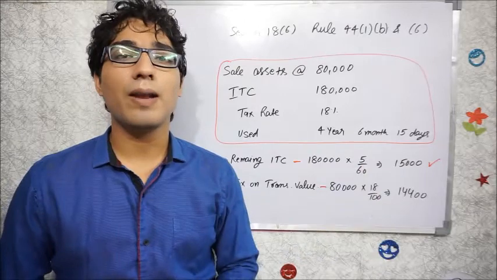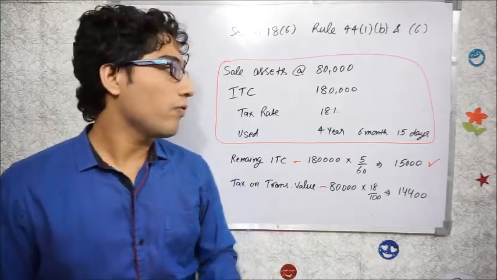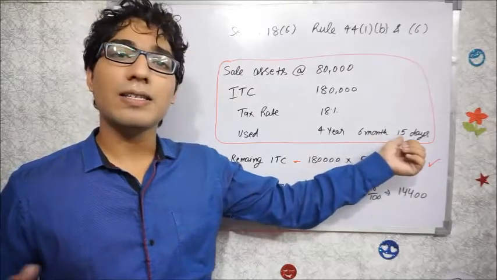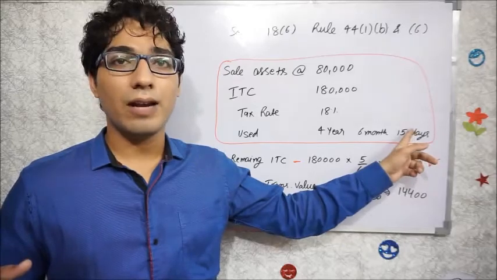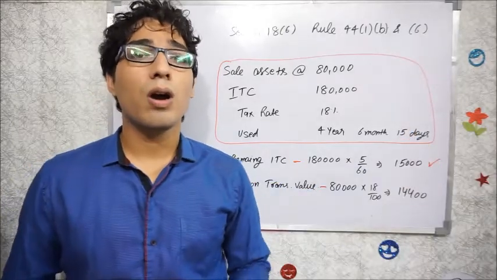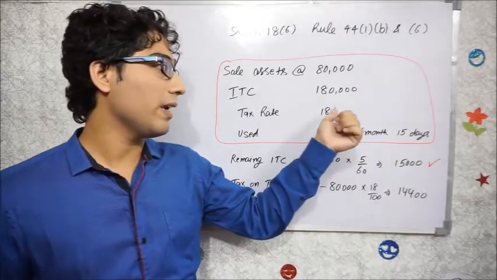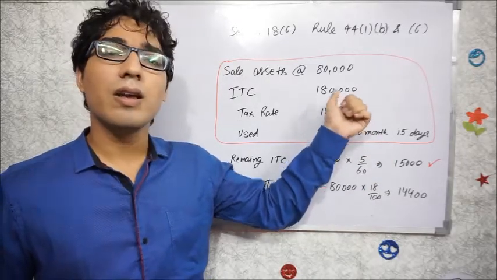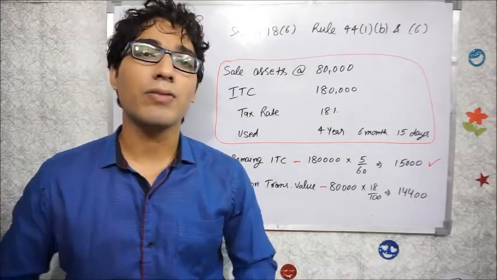That is the example, and now you have to calculate the tax. 4 years, 6 months, 15 days, we can say 4 years, 7 months, because we can round off the 15 days into 1 month. So it is a 4 years, 7 months used item, with an 18% tax rate, 1,80,000 ITC, and 80,000 as the sale value of the asset. Now how to calculate it?